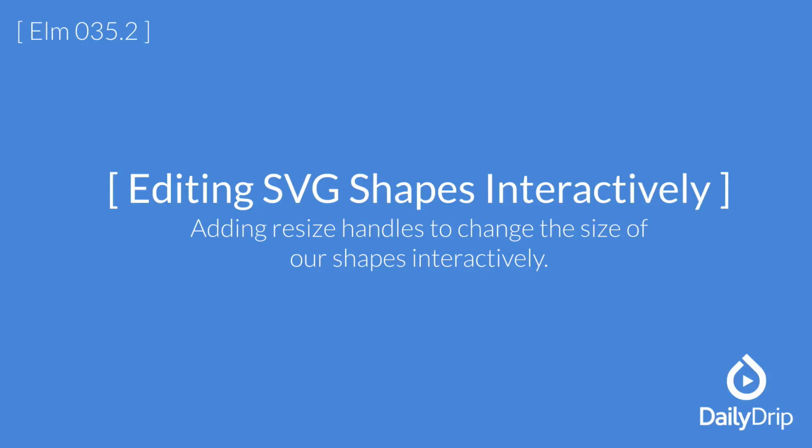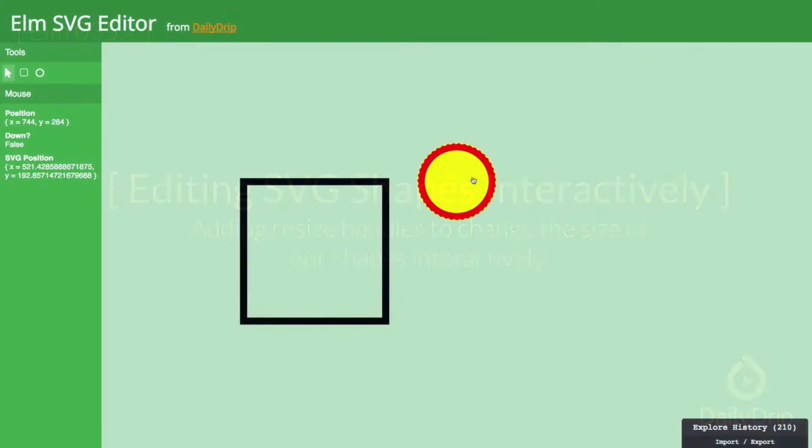In the last episode, we added the ability to drag shapes around the canvas. Today we'll add a handle to resize shapes interactively. Let's get started. We're starting off with the Elm SVG editor repo tagged before this episode.